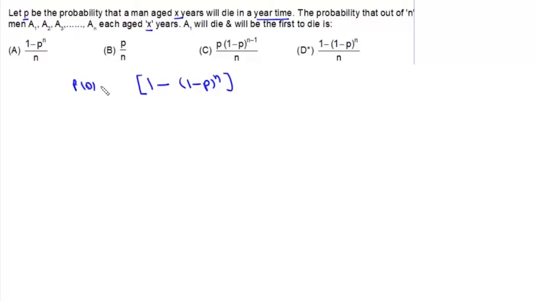Now we need to find this probability that A1 will die and will be the first one to die. Now the first person to die could be any one of A1, A2, A3 up to An. So total we have n choices, and if A1 has to die, then in that case, favorable case, it will be simply 1. So the probability that A1 will die and will be the first one to die will be 1 by n into 1 minus p to the power n, and that's your option D.